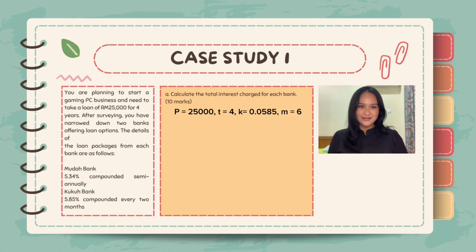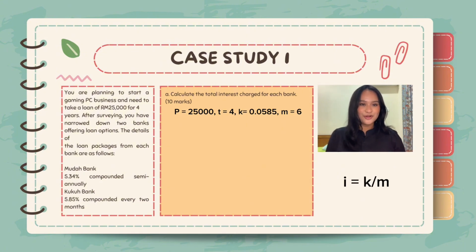We're not done yet. There are 2 pieces of information that are not given but we are required to find. Firstly being i, the periodic interest rate. The formula for i is K over m. K is 0.0585 and m is 6. Therefore, our i is 0.0095.